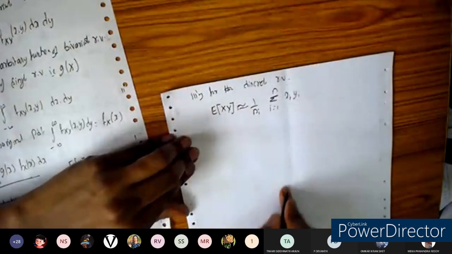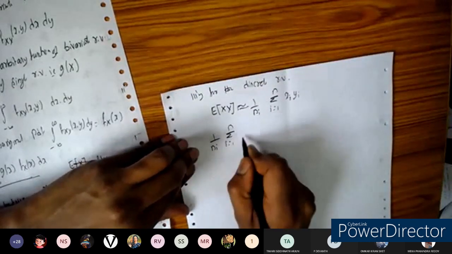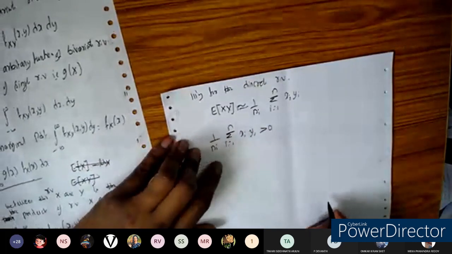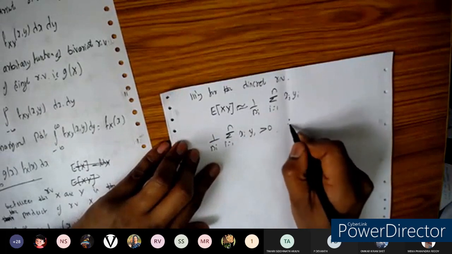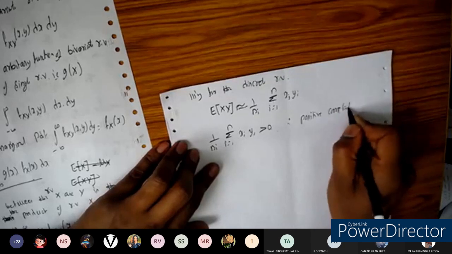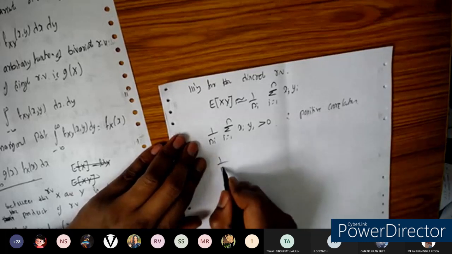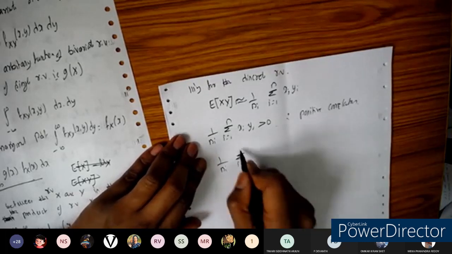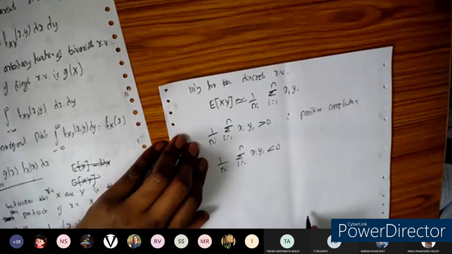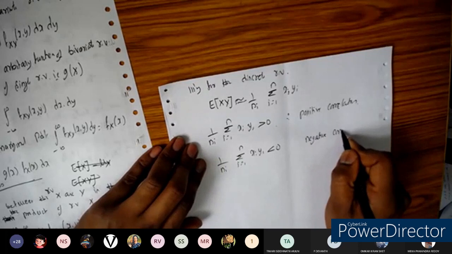There are three cases here. Suppose the expectation, 1 by N summation i equals 1 to N of Xi into Yi, is greater than 0. Then we are going to call that a positive correlation. Similarly, if the summation of Xi into Yi is less than 0, we call that a negative correlation.